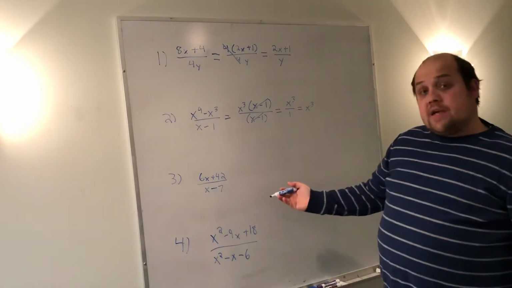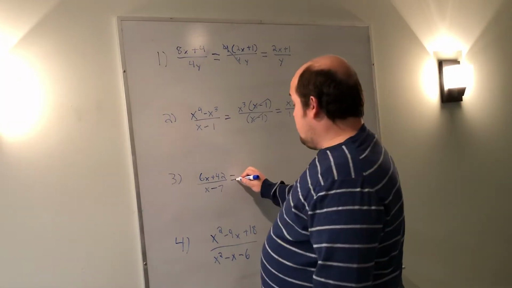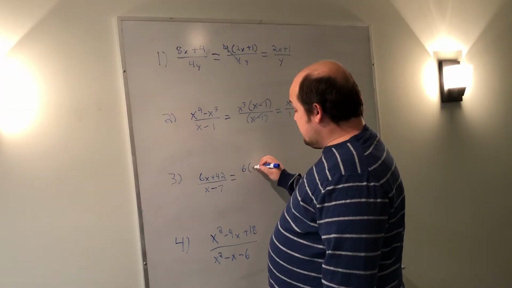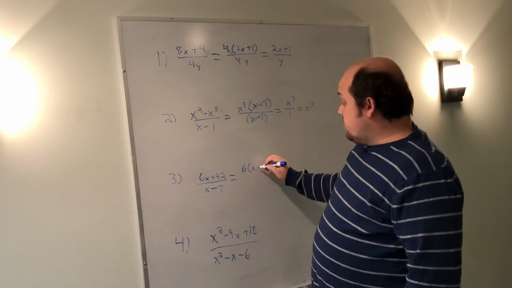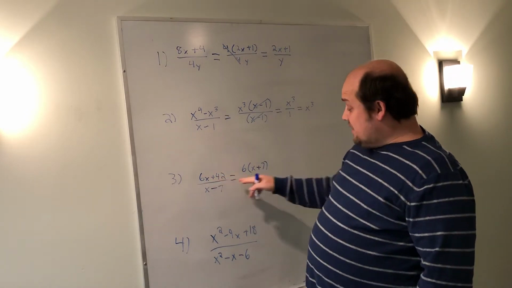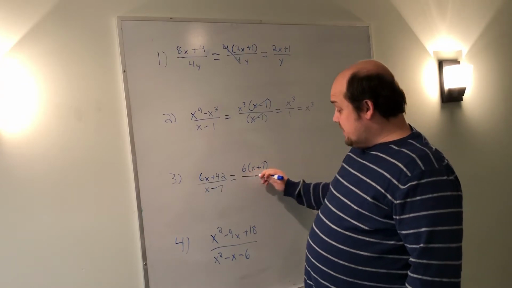For number 3, I start by factoring the top. When I factor the top, I can pull out a 6. 6x divided by 6 leaves me with x. 42 divided by 6 leaves me with 7. But this was a positive 42, which leaves me with a positive 7.